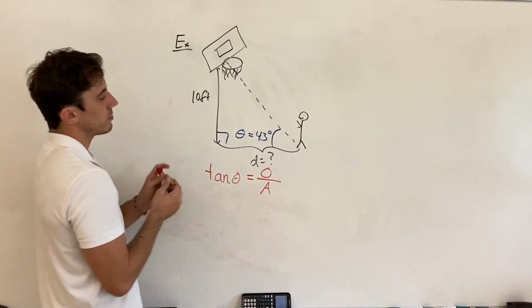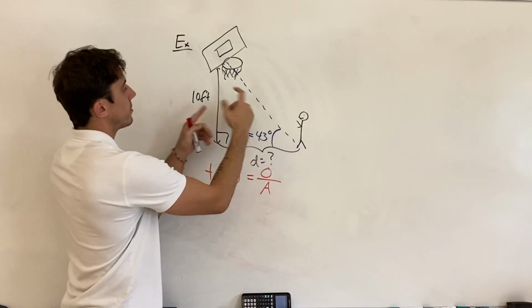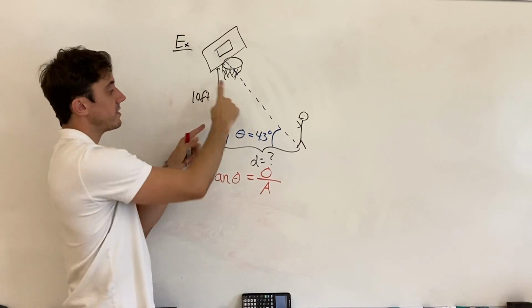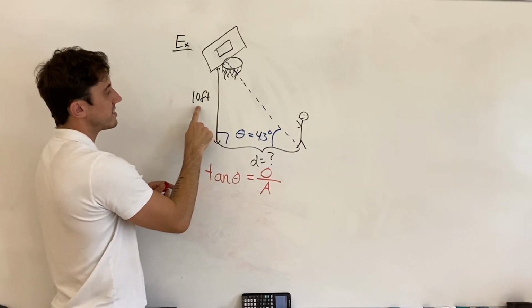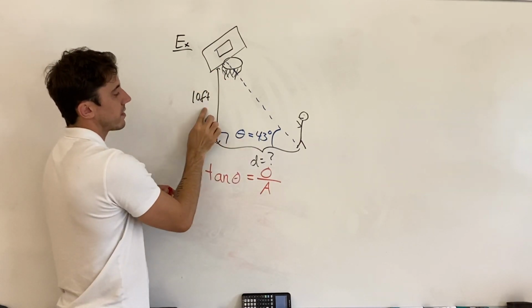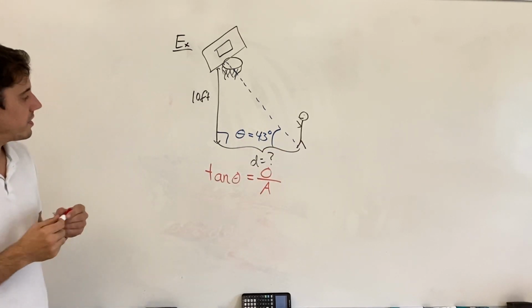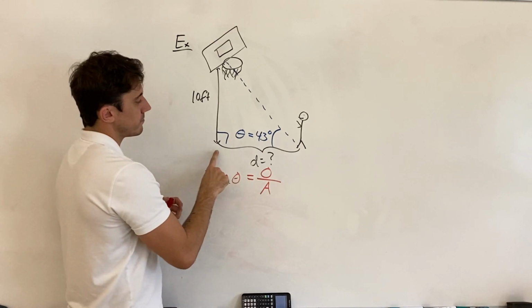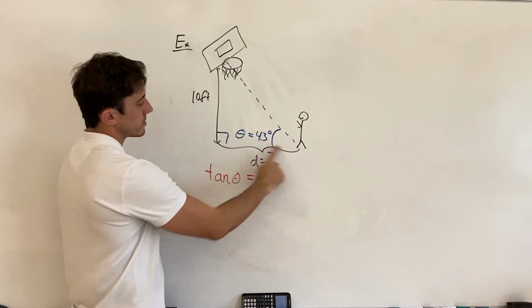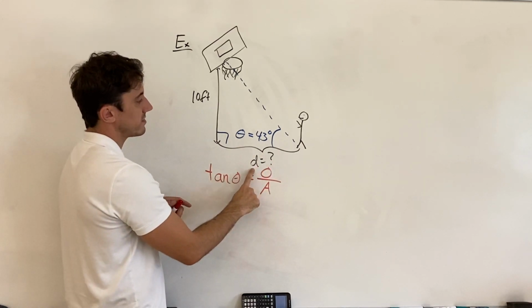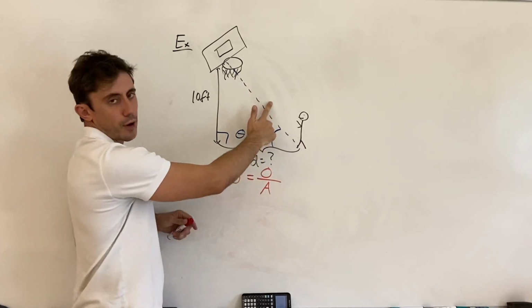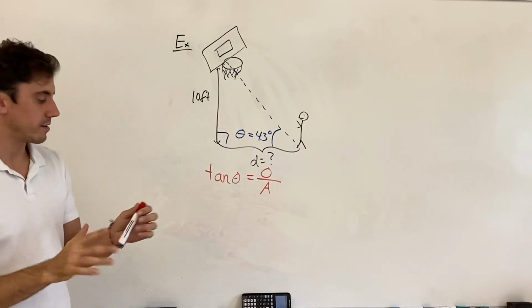Now, for this angle of inclination here, it opens up to this side length of 10 feet, and so clearly this 10 feet is the opposite side of our angle, and so that's going to be our O. And then the adjacent side length is going to be this bottom horizontal side length D, right? The diagonal would be the hypotenuse. We're not looking at that just now.